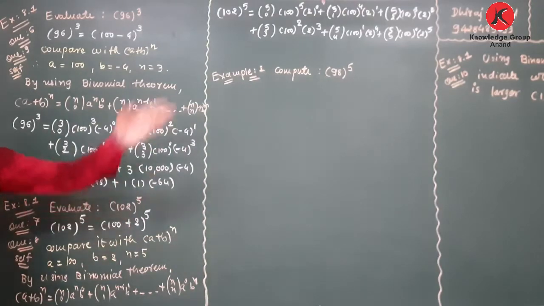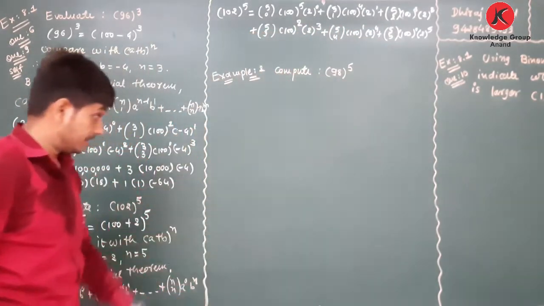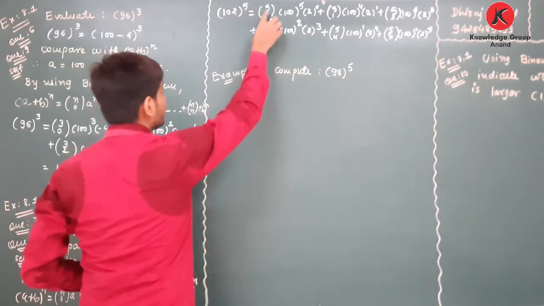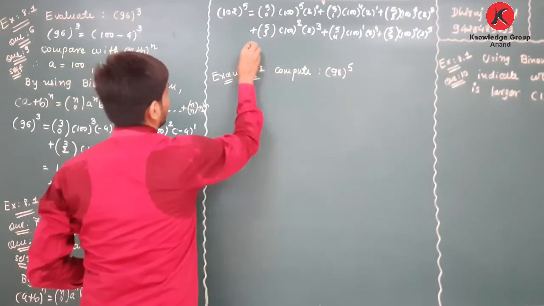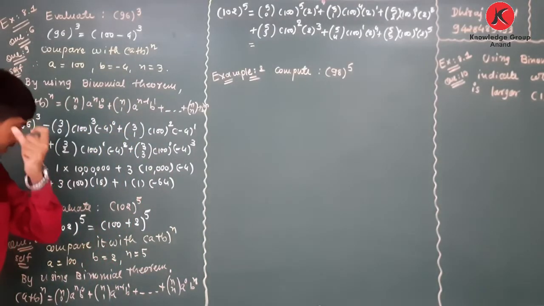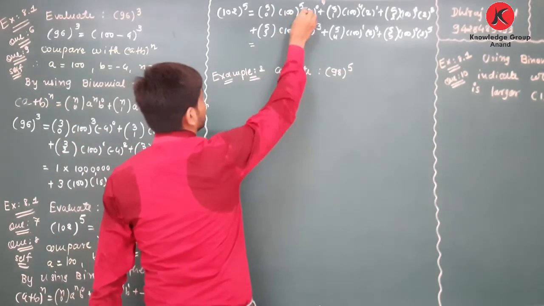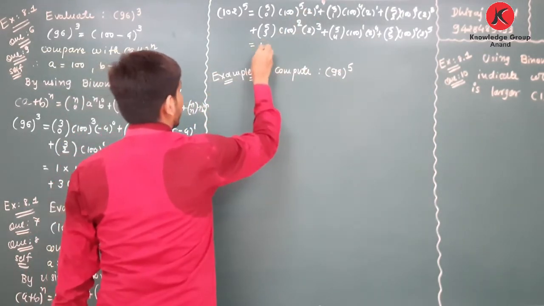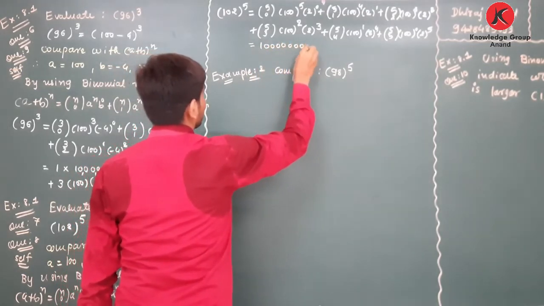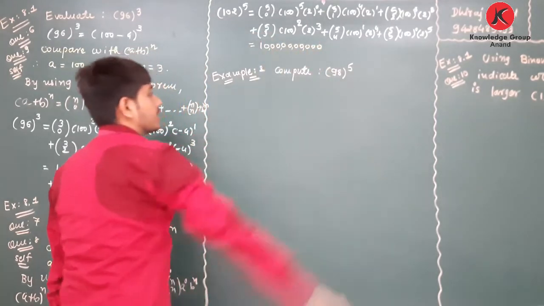Okay, now simplify this thing. Simplification is possible here. See here, 5C0 equals 1. So 1 into 100 raised to 5 means how many zeros will come after 1? 2 into 5, 10 zeros are there: 1 2 3 4 5 6 7 8 9 10. Okay, 10 zeros are there.